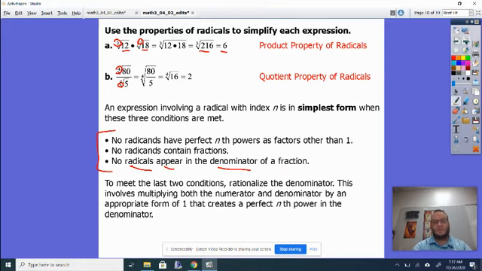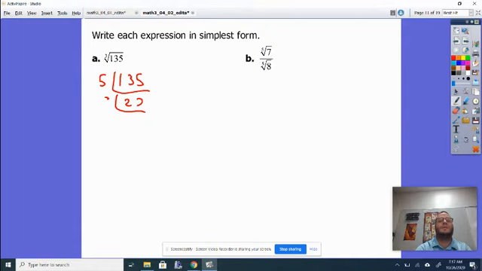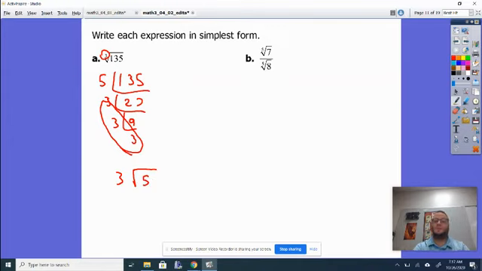Okay, so for example, and we'll look at that on, I think, this one. But for this one, a good way to do these to see if you can take anything out is to make a factor tree. So I take 5 out, right? And I've got 27. Take a 3 out, I've got 9. Take another 3 out, I've got 3. Okay, I've got 3 3s, and I need 3 to be able to pull out. So 3 square root of 5.